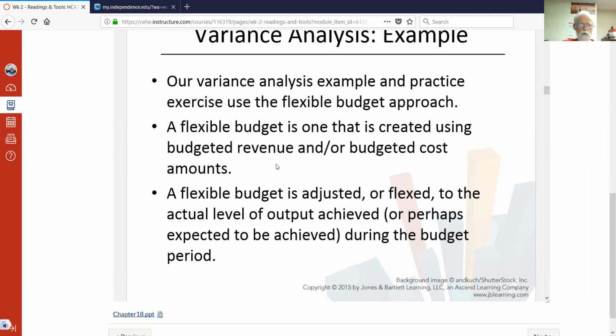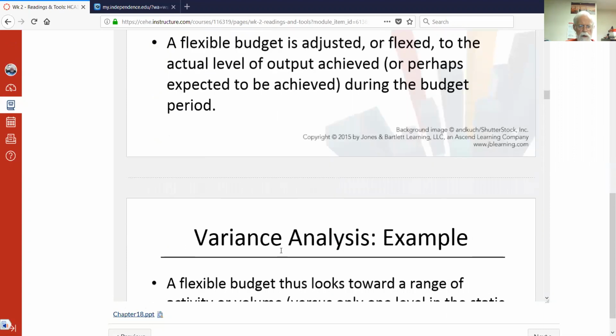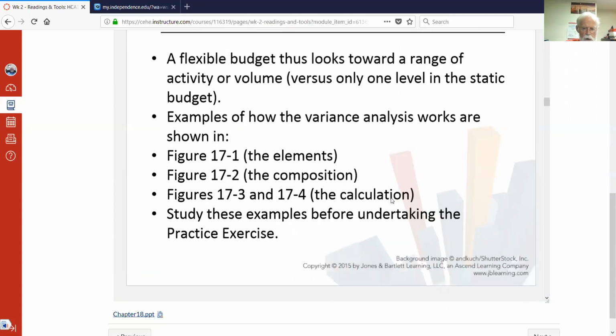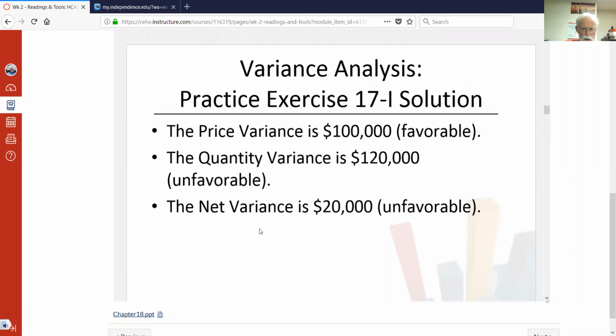So it's very useful and very appropriate to use a flexible budget approach, because the purpose of doing variances is saying, okay, how do we adjust things at this point? So our flexible budget looks towards a range of activity, as opposed to the static, which only looks at one. So we're not going to go into a lot of these, and we can look at some of the practice.